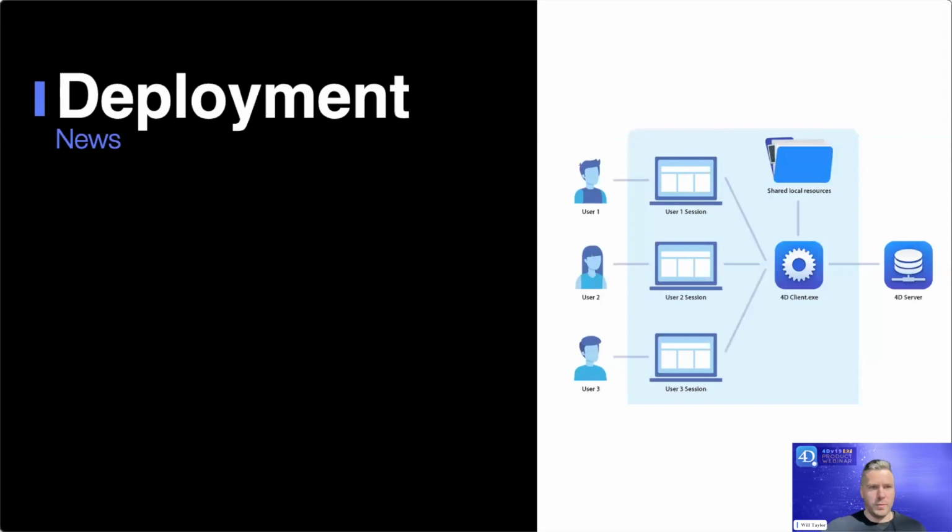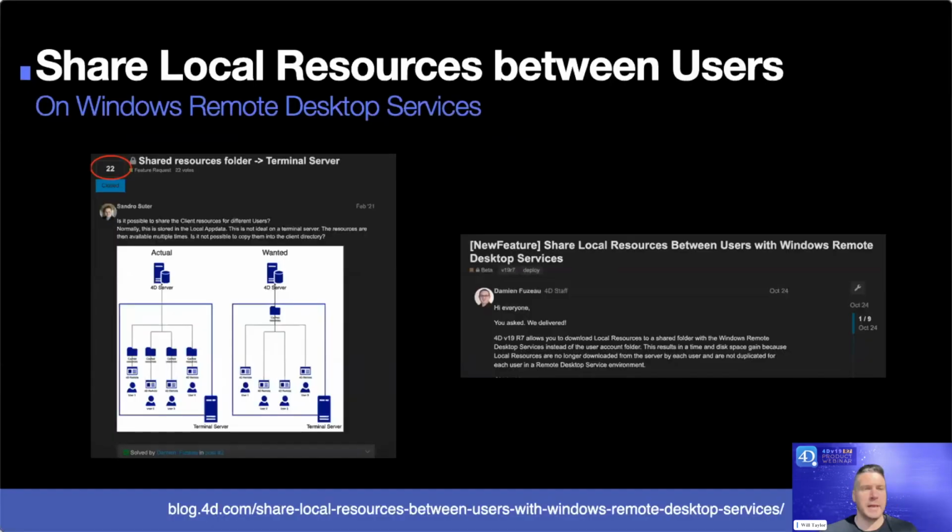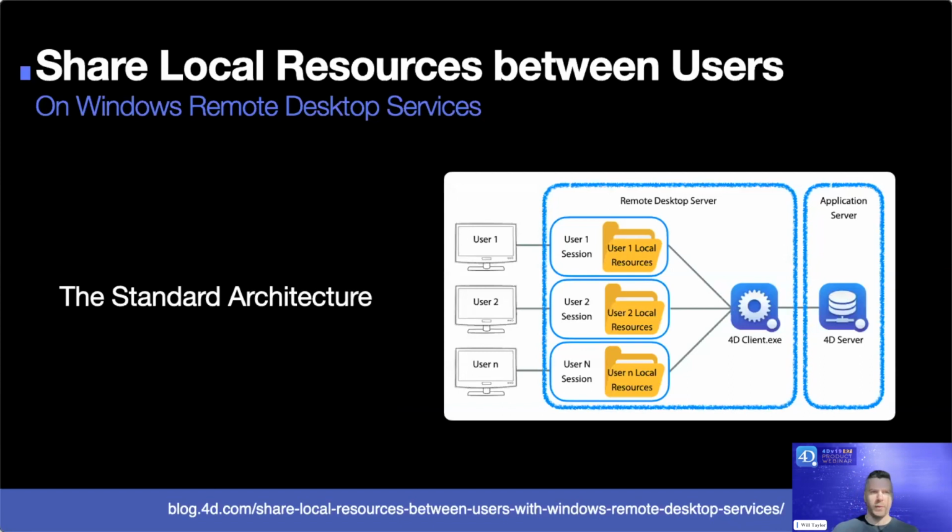So now on to deployment news. This is a feature for your big installations, and installations with an admin who is working with images especially. Share local resources between users on Windows desktop remote services with built applications. So if you're one of the developers who asked for a feature that allows for the downloading of local resources to a shared folder with the Windows desktop remote services instead of to the user account folder, then 19 R7 is bringing great news for you. So before, this is how it worked.